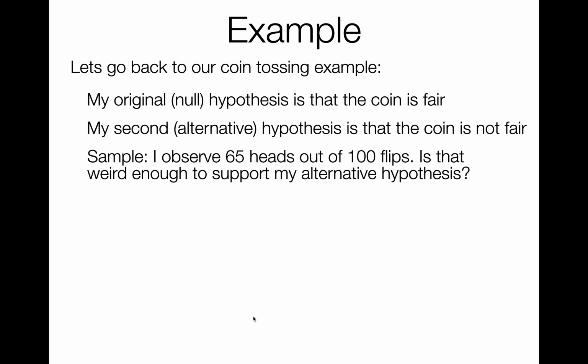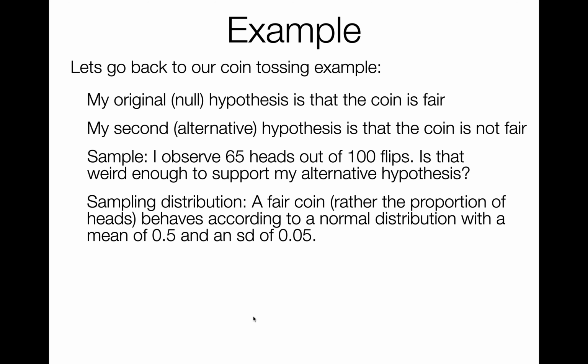So, suppose that I flip the coin 100 times and I observe 65 heads. Is that weird enough to support my claim that the coin is not fair? In other words, does it support my alternative hypothesis, or is it not enough evidence to conclude that the alternative hypothesis is feasible? Do I have to sort of believe the first one or the second one?